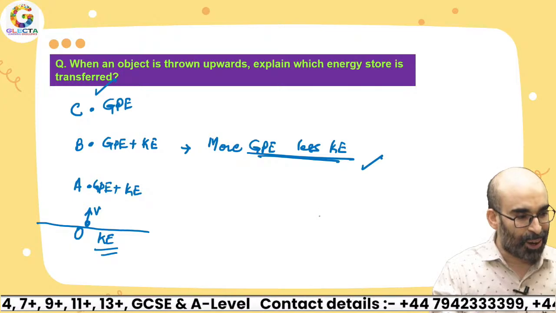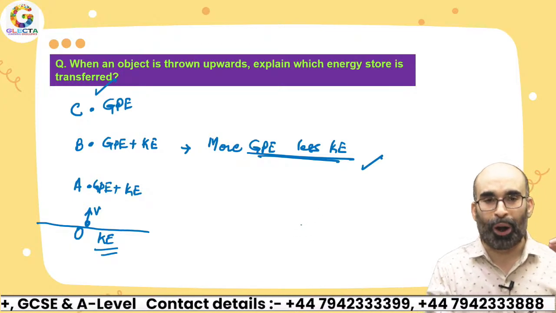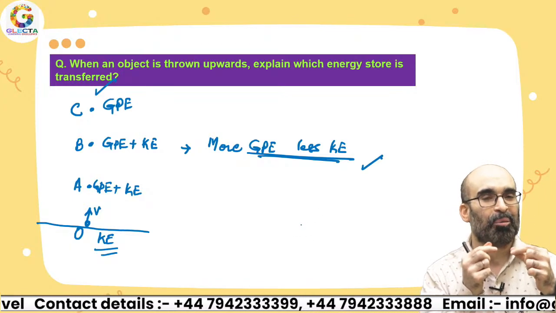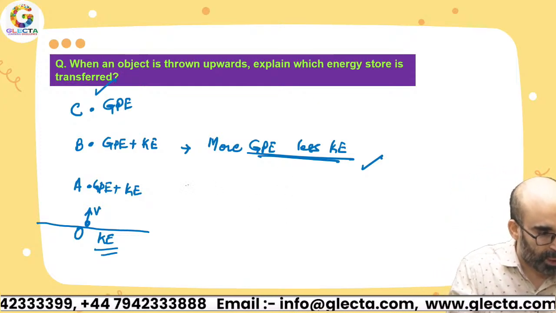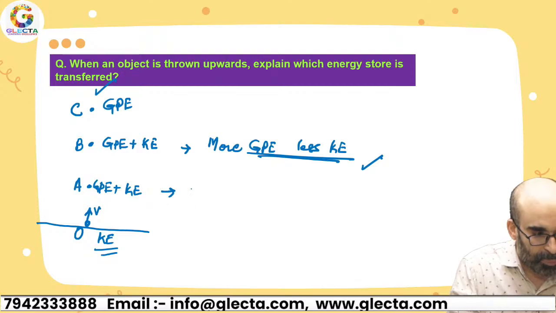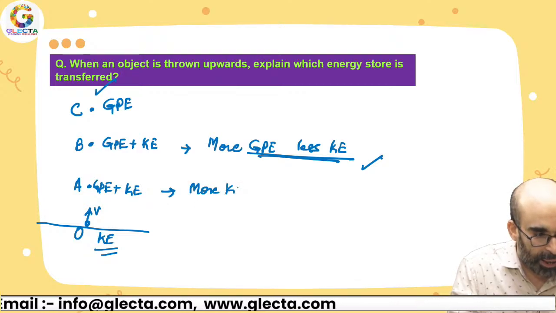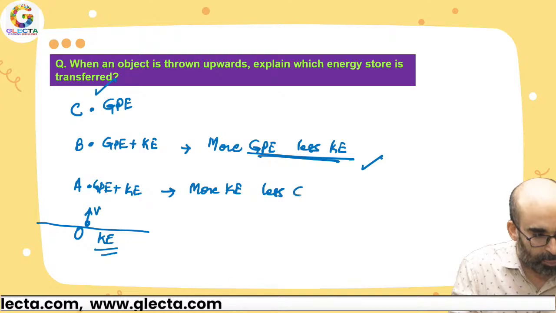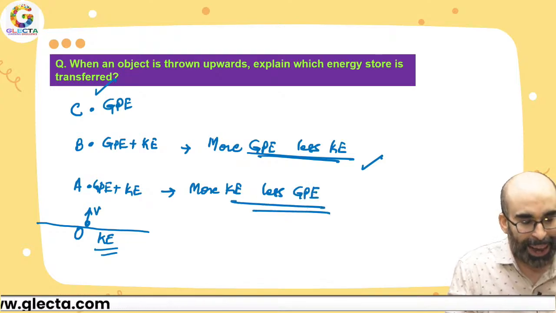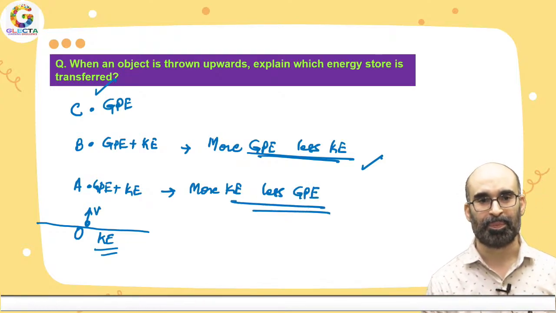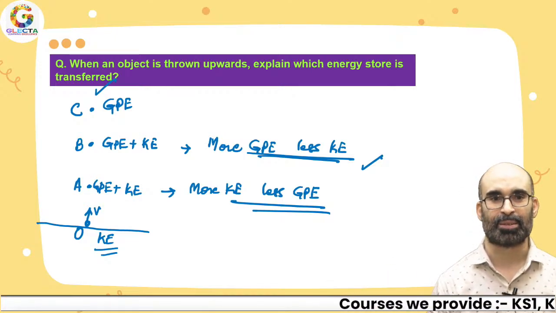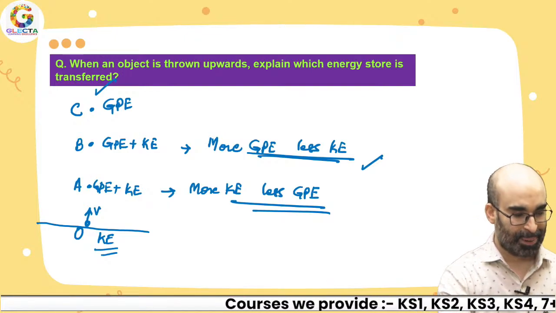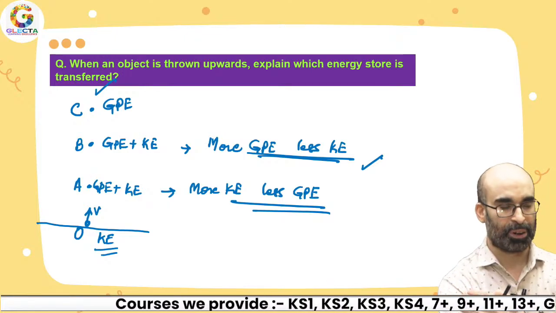Okay, so at point A, you have more kinetic energy, less GPE. At point A, more KE, less GPE. I hope you all have understood this, right? Great. Now let's move further.